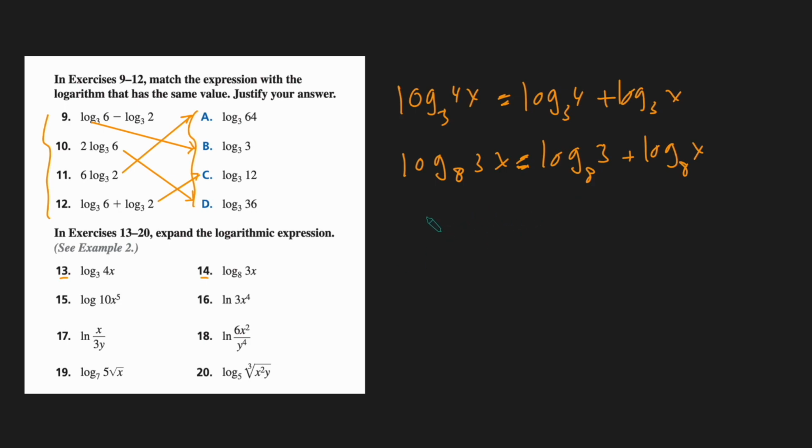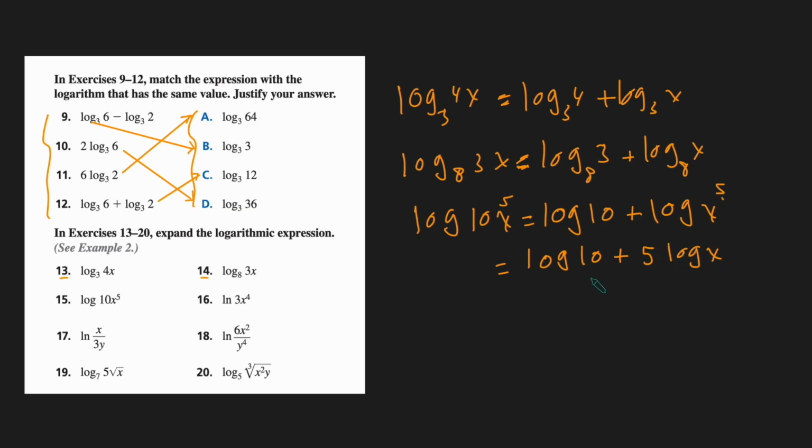Number 15, log 10 x to the 5. So this will be twofold, but I cannot apply the power rule first. I have to separate this using the product rule. So this is going to be log 10 plus log x to the 5, and one more time, I have to fully expand this. Plus, I use the power rule for this. This will be 5 log x. And I could change this to a numerical value. So log base 10 of 10 is 1.